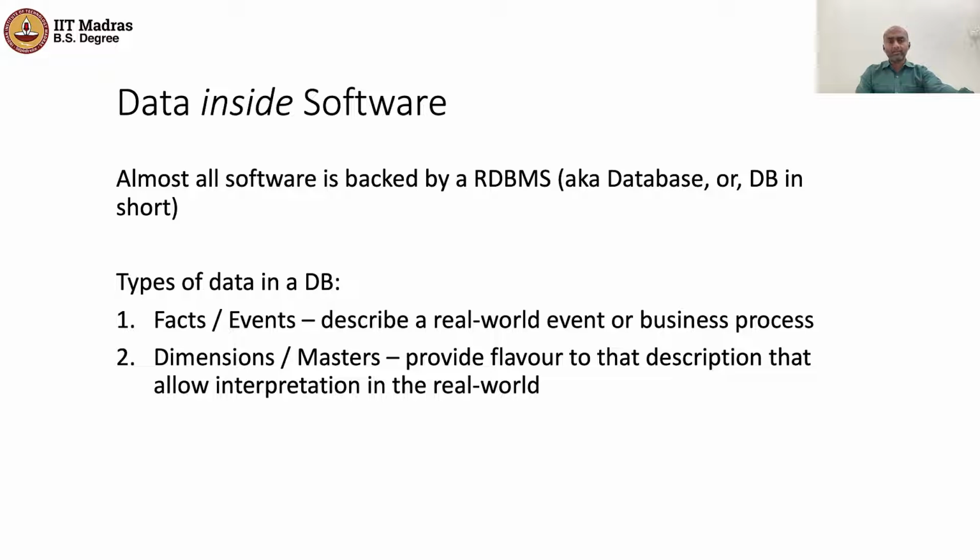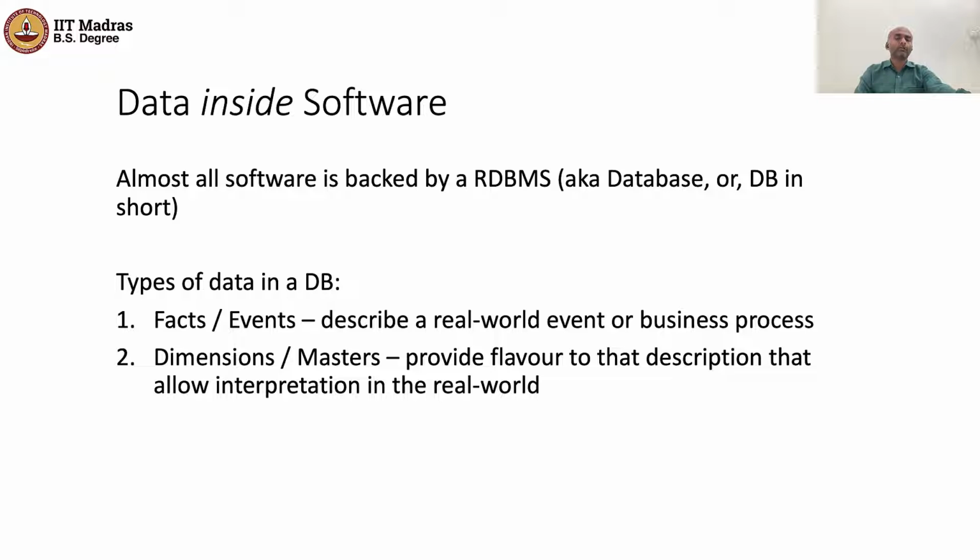What are the types of data in a database? So these are basically data elements which are created by the software to support its workings. So in that regard, there are two types of data elements. One is what's called facts, or sometimes called events. The other is called dimensions, or sometimes called masters.